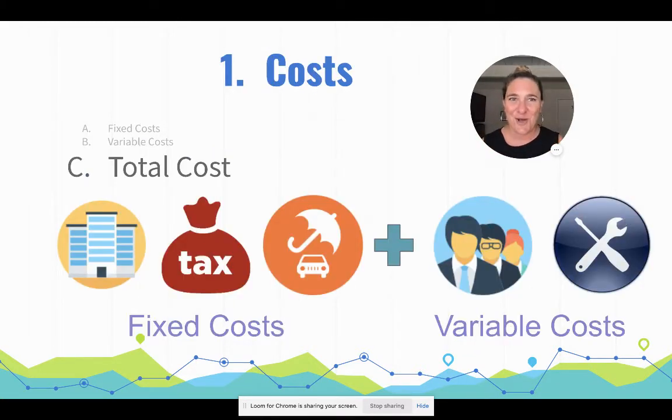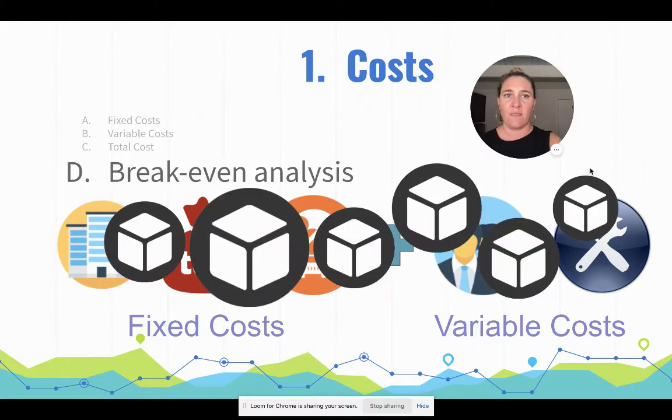Then to figure out your total costs as a producer, as a supplier, you have to add your fixed costs plus your variable costs in order to figure out what one's total costs are. The next thing that we see when we're talking about costs and suppliers and producers is what's called the break-even analysis. The break-even analysis is the total output that a business needs to sell in order to cover their total costs.